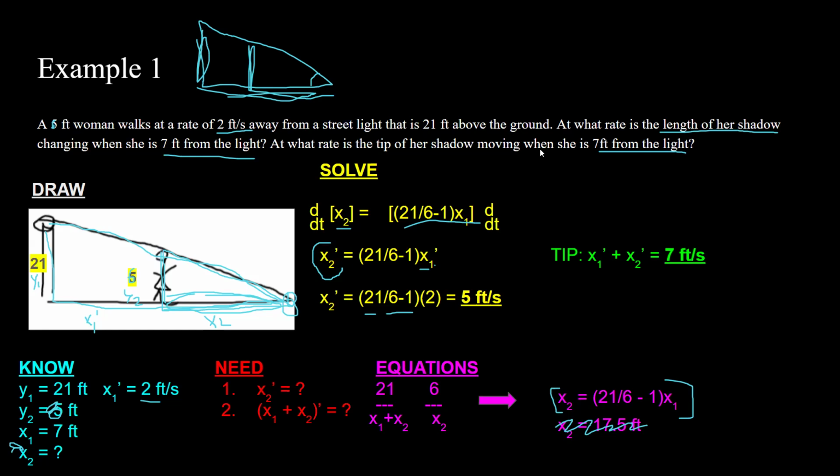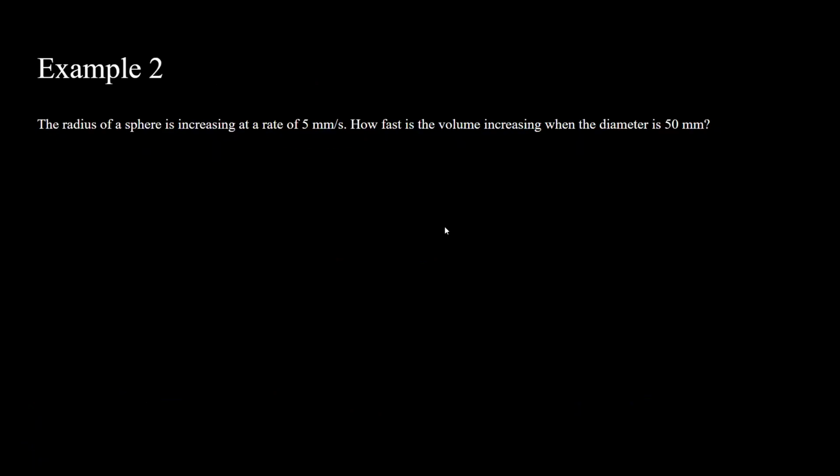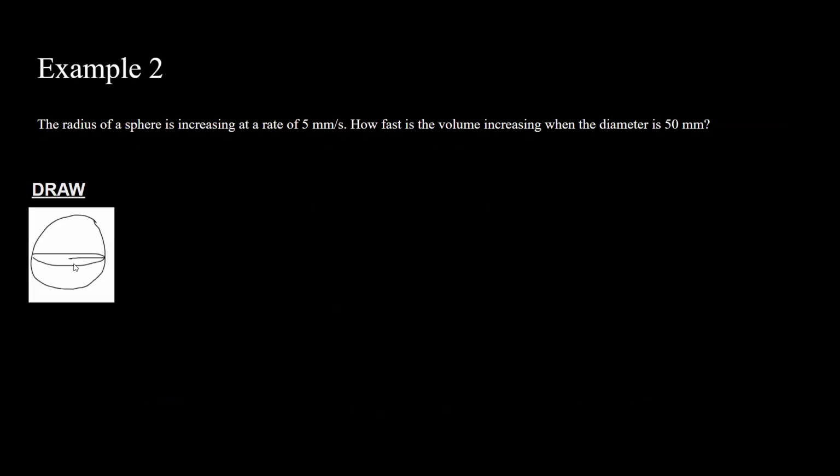So let's now go on to the second question, which is, in my opinion, easier. The radius of a sphere is increasing at a rate of 5 millimeters per second. How fast is volume increasing when the diameter is 50 millimeters? So first, let's draw it. I see a sphere right here. I don't know, not much to draw, honestly.